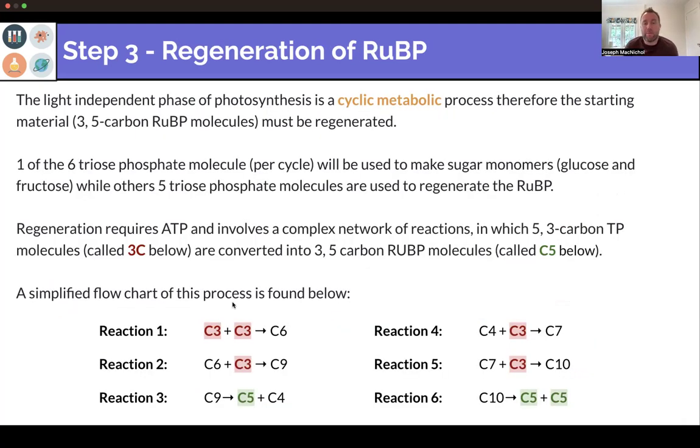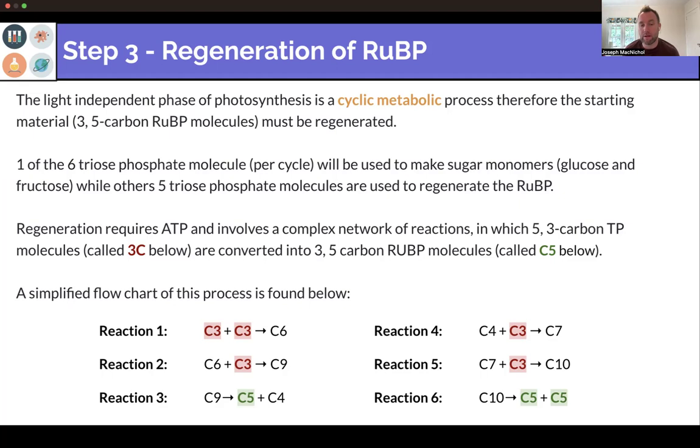So how does this happen? Well, it happens in a series of reactions. If you look down here, the C3 that is highlighted in red is going to be your glyceraldehyde 3-phosphates, right? One of the 6 is your product, but the remaining 5 have to regenerate it. So how does that happen? Well, you get one and another one. A C3 and a C3 come together. It makes a 6-carbon molecule that we're not going to name. That 6-carbon molecule can then go on to the next reaction, where it can combine with another one of those glyceraldehyde 3-phosphates, the other C3, to make a 9-carbon molecule.